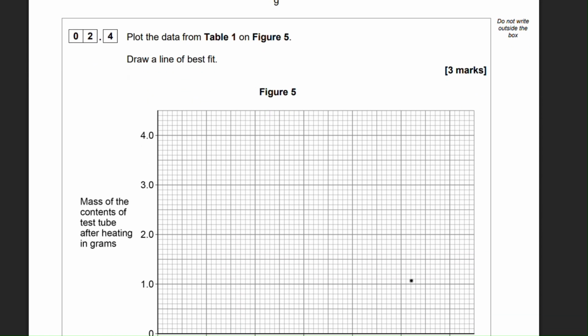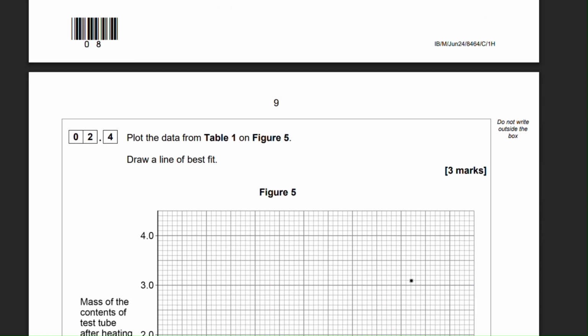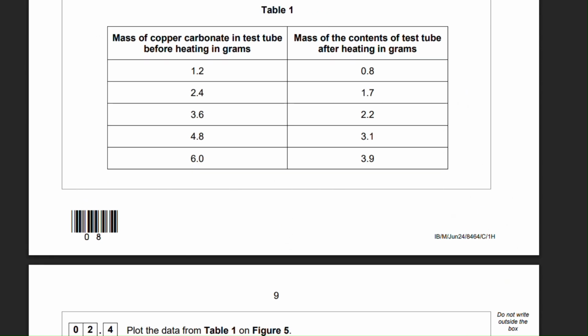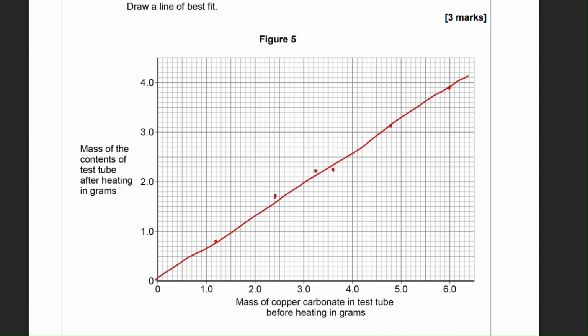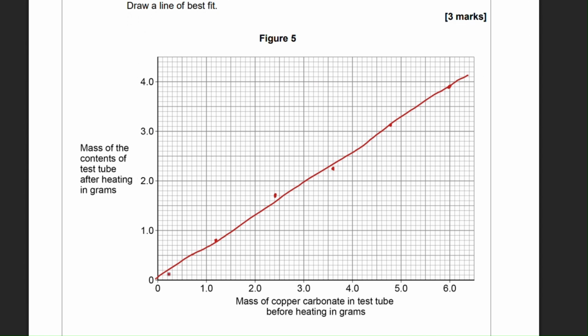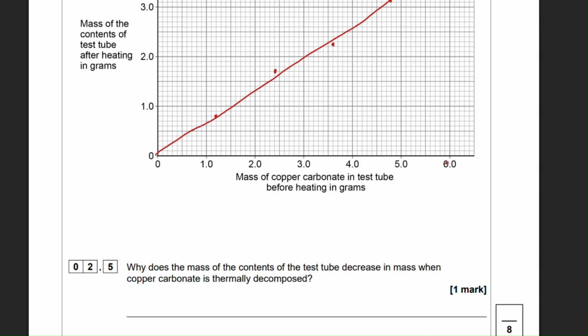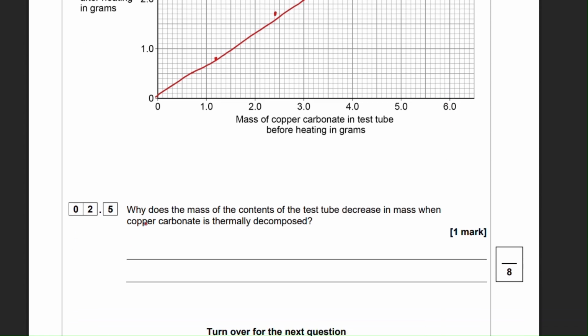It says plot the data from table 1 on figure 5, so I'm going to do that now. I plotted the graph, and I didn't have a ruler. It was difficult to do it with a ruler on the screen, but this is what it should look like. The line of best fit should go through 0 ideally and through as many of the points as possible. And then the next question is, why does the mass of the contents of the test tube decrease when copper carbonate is thermally decomposed?